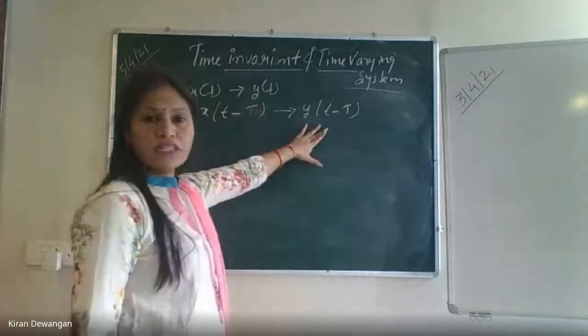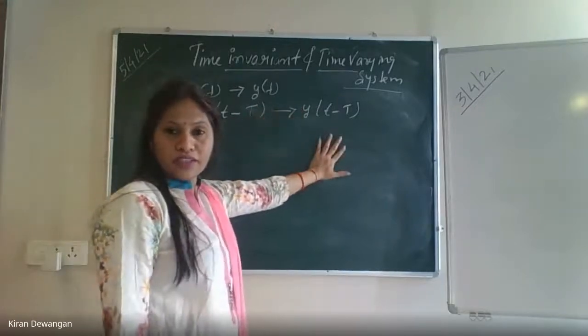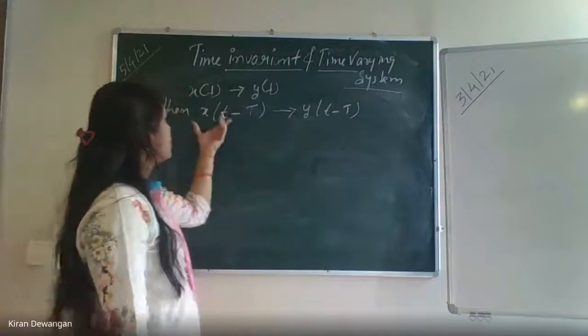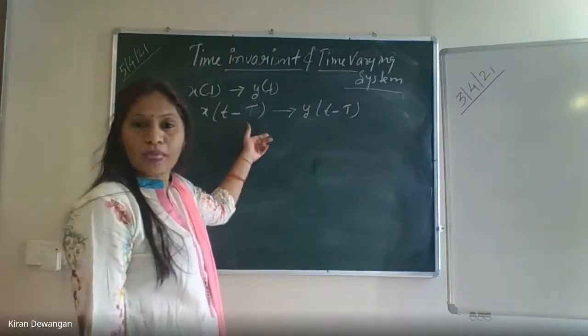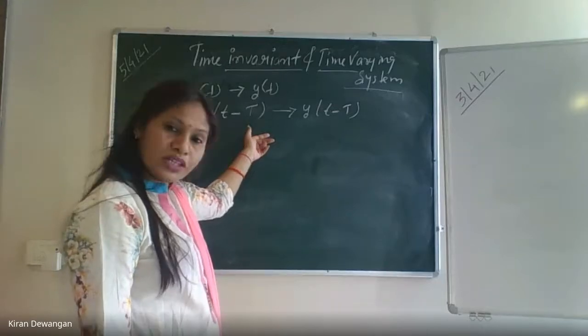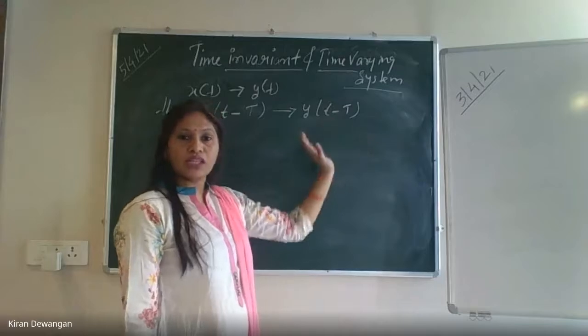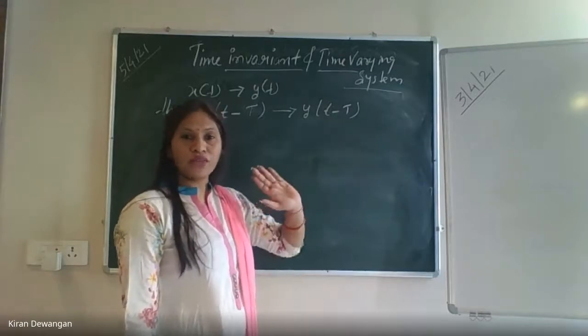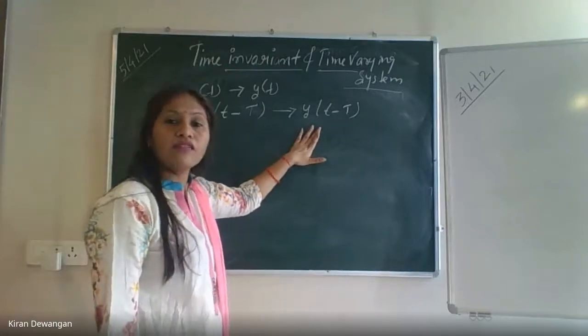मतलब ये as it is shift हो जाएगा. If I am shifting the input, the output will also get shifted. Are you getting my point? जैसे मैं इनपुट को शिफ्ट कर रही हूँ, यहाँ पर t minus t करना मतलब क्या हुआ? I am shifting the input, इनपुट को मैं शिफ्ट कर रही हूँ, accordingly the output will also get shifted, उसी के accordingly मेरा आउटपुट भी शिफ्ट हो जाएगा. तो ये अगर कंडीशन है तो it is called a time invariant system.